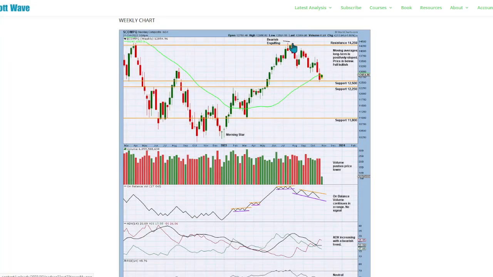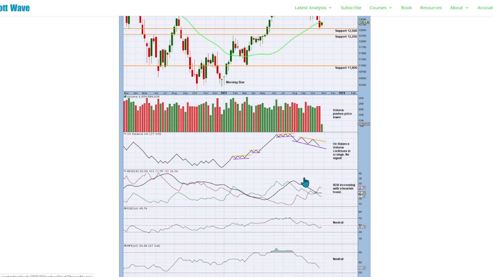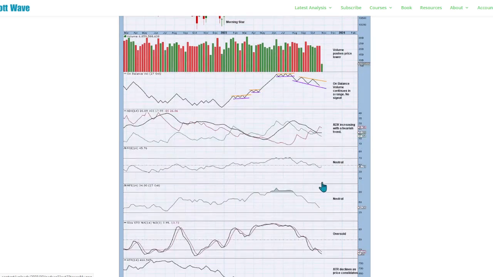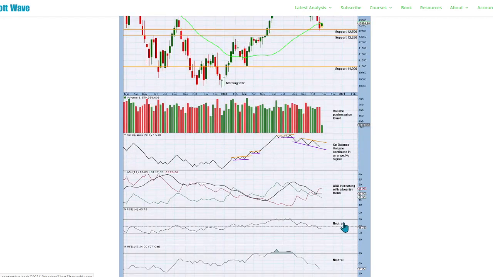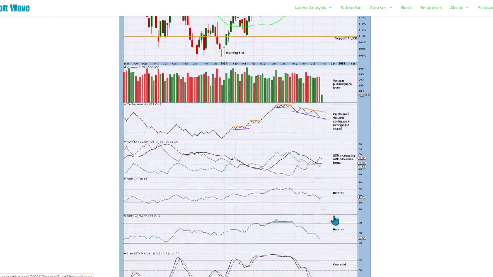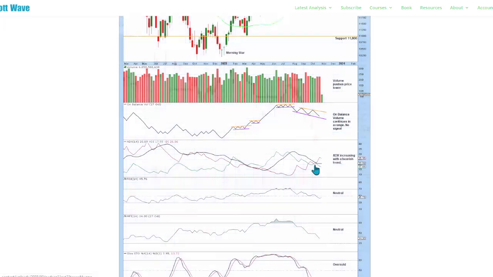On the technical weekly chart, price has continued to decline from this last high, finding support at 12500. Volume is overall pushing price lower, though this current week is incomplete, so we cannot draw any conclusions. On balance, volume continues in a range with no signal. ADX is now increasing with a bearish trend. RSI and money flow are both neutral and stochastics oversold. As ADX now increases with a bearish trend, though RSI and money flow are both neutral and exhibit no divergence, this trend has a ways to go before it may be in danger of ending.